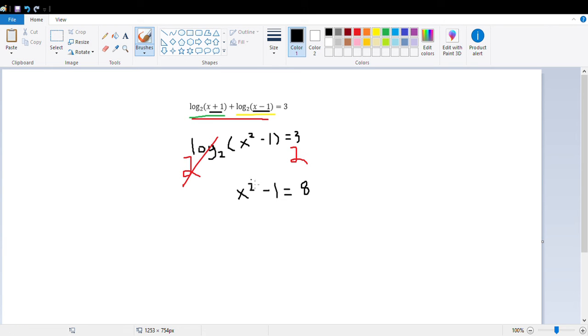Okay, from here I've got an exponent of 2, so this is a polynomial. Let's go ahead and set this equal to 0 and see if we can't factor. I could also use square roots, but factoring is kind of fun, so we'll do that. This is a difference of 2 squares. It becomes x minus 3, x plus 3.